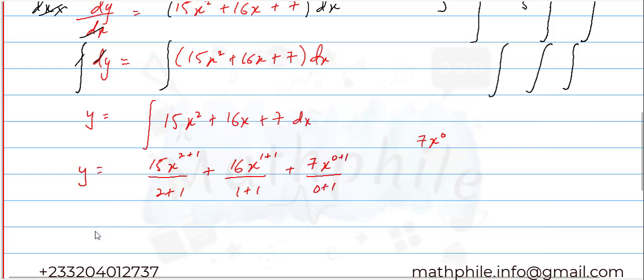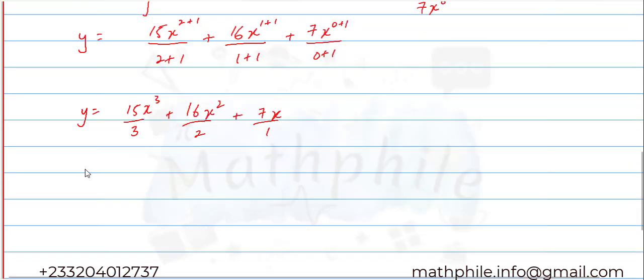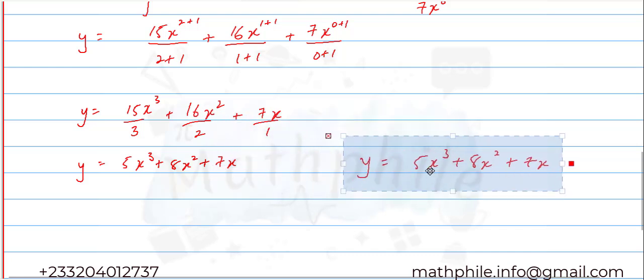So y is equal to this, and if you simplify this one, this should give you 15x cubed over 3. Then we've got 16x squared over 2, then 7x over 1, which after further simplification we should get y is equal to 5x cubed plus 8x squared plus 7x. And I'm very sure that is the function we started with. So you can see that the integration actually reversed the differentiation.